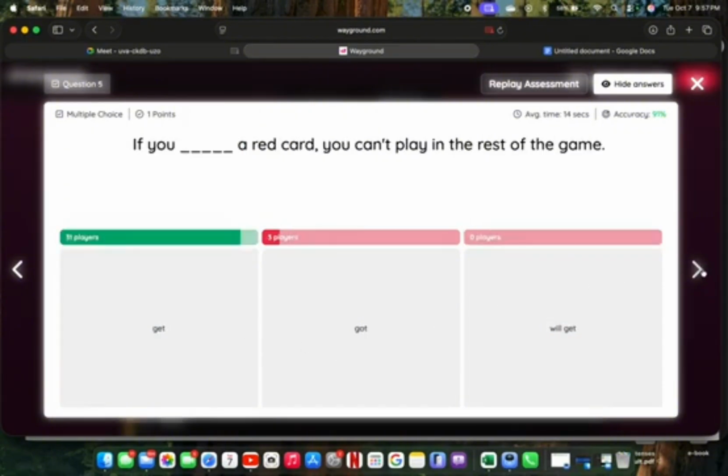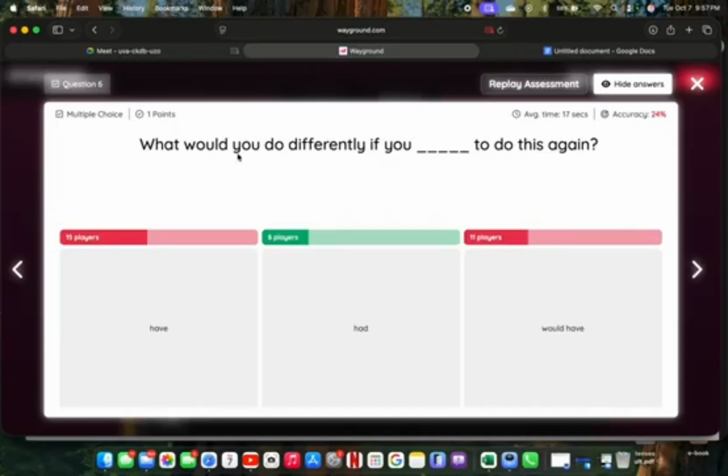If you get a red card, you can't play the rest of the game. Yeah, very good. Most of you guys got this one. It's very straightforward. If you get a red card, you can't play the rest of the game. That's right.